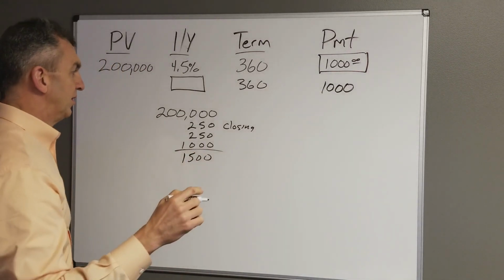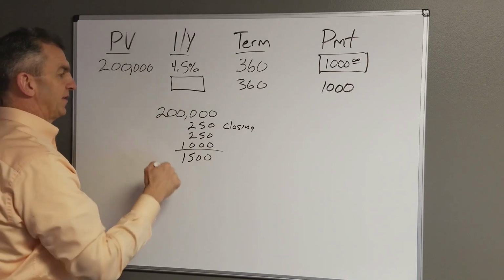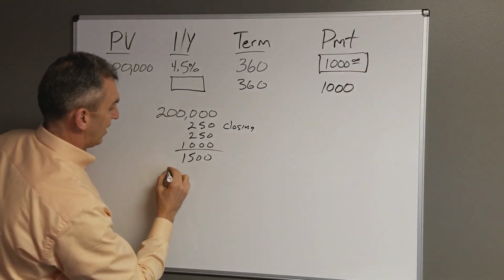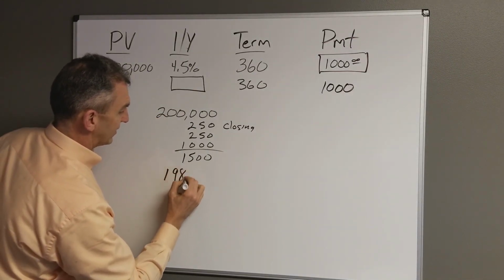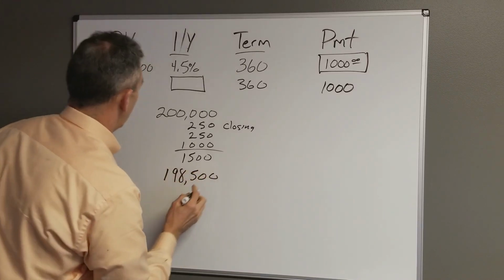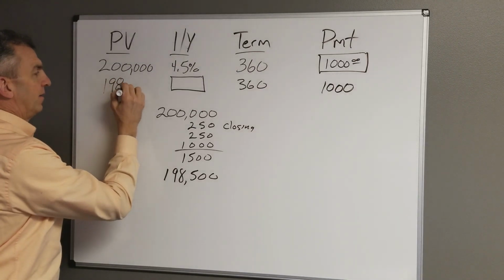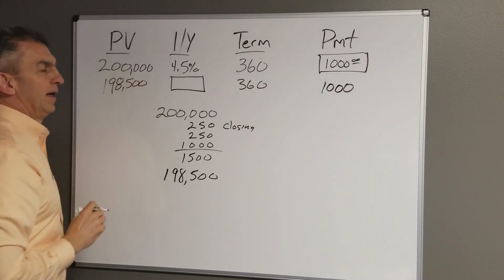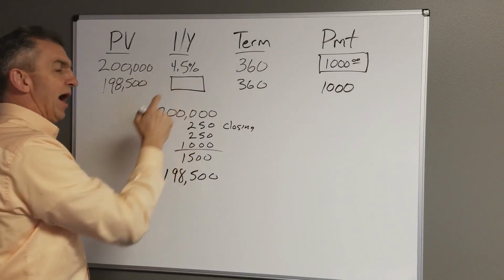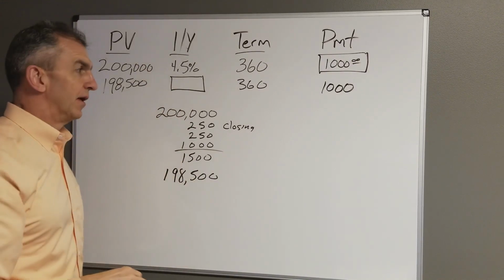So then what we're going to do is subtract the $1,500 from the $200,000, and we're going to be at $198,500. And we're going to put this into our calculation here, $198,500, and then solve for IY. We'll jump over to the other screen to show you the calculation there.